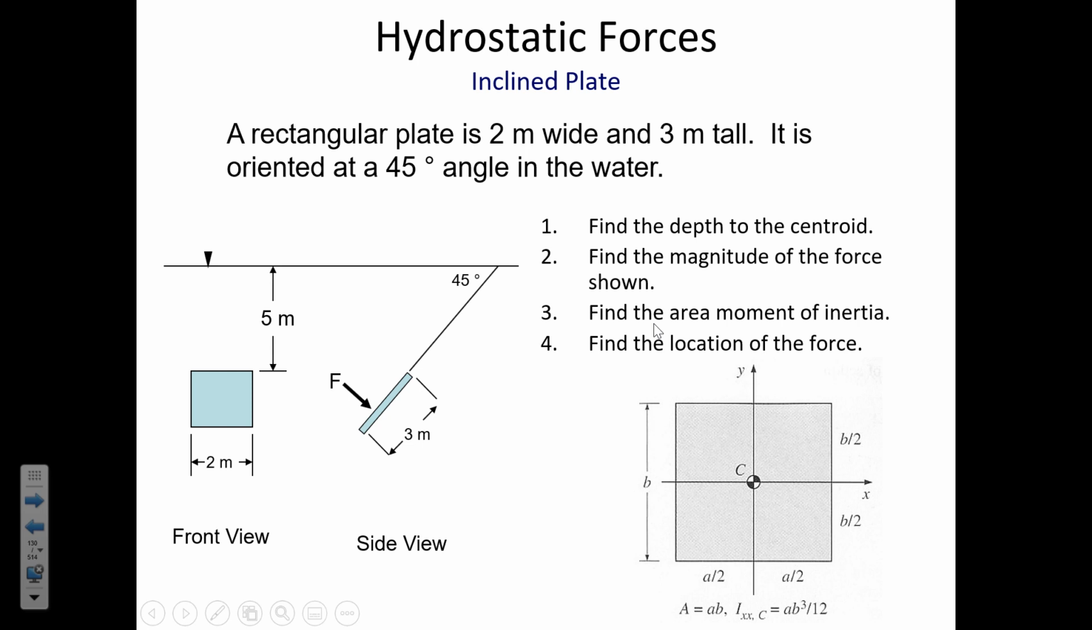Basically, all we need to remember is that here's the water surface, our gate, our plate, and this edge is 5 meters down. So it's 5 meters vertical distance to the top edge of the gate, and it's at an angle of 45 degrees.